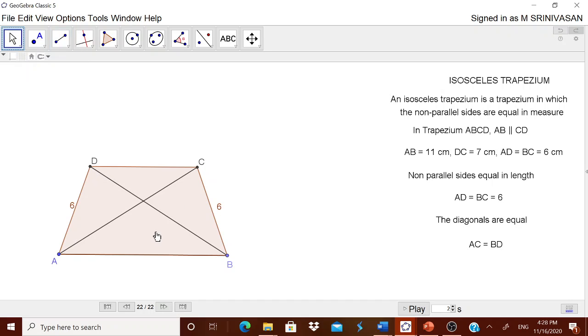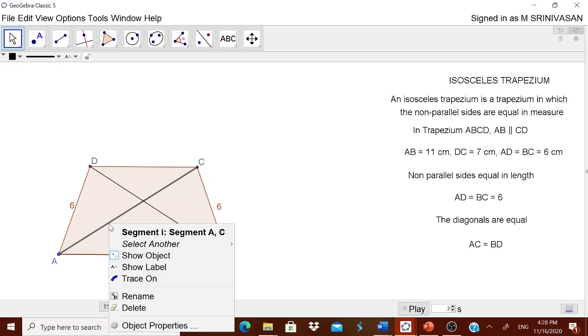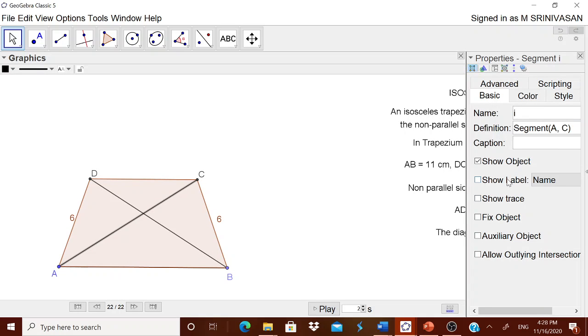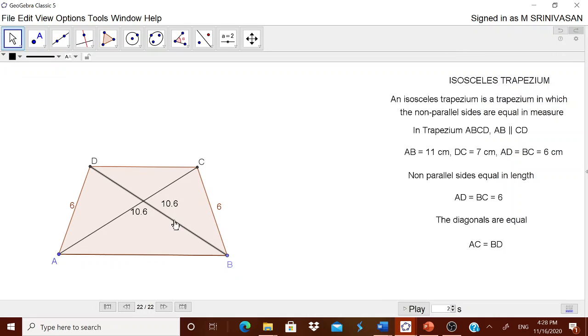Good. Let us try to get their values. Escape. Let us touch it and then it is getting highlighted. Go for this object property and in show label you go for its value. Oh, 10.6. Go to the second one. Once again go for its value. Oh, this is also 10.6. Therefore the diagonals are equal.